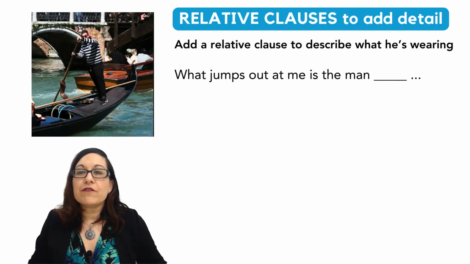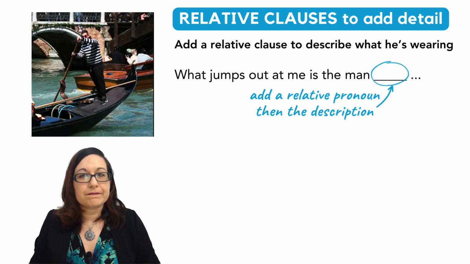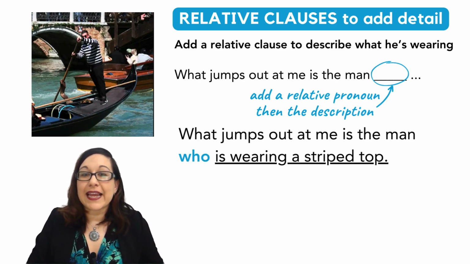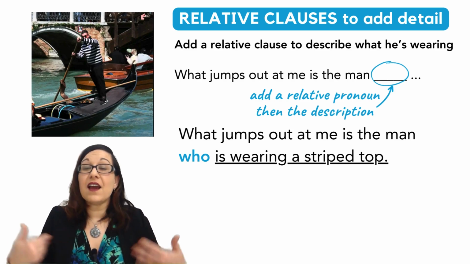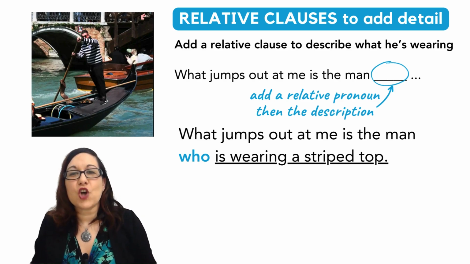Oh, who am I kidding? I love relative clauses. I can't avoid them. So let's add a relative clause to just add a little bit more detail to this. Let's start off by describing what he's wearing. So I might say, what jumps out at me is the man who is wearing a striped top.